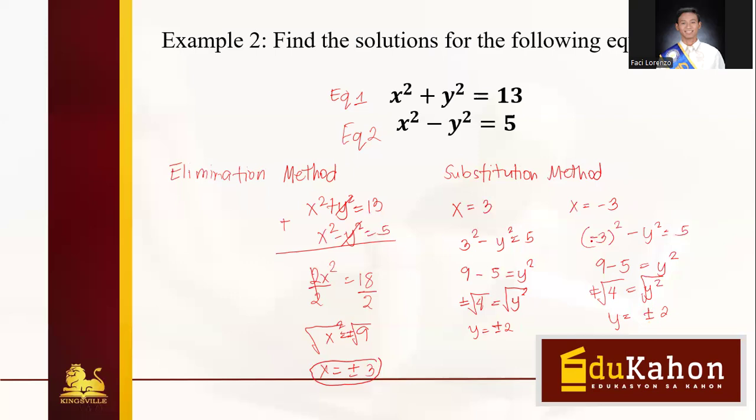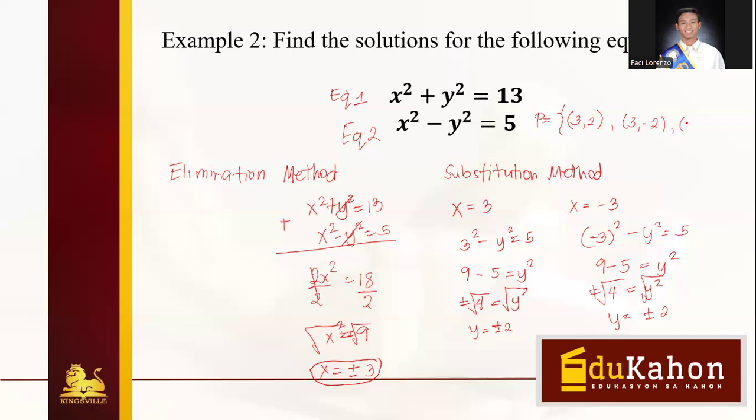To write the solution set of this equation, we have the set of coordinates or points, which is, okay, let's have the set of points. Let's try to use this one, the set notation. So we have 3, positive 2, and we also have here 3, negative 2.